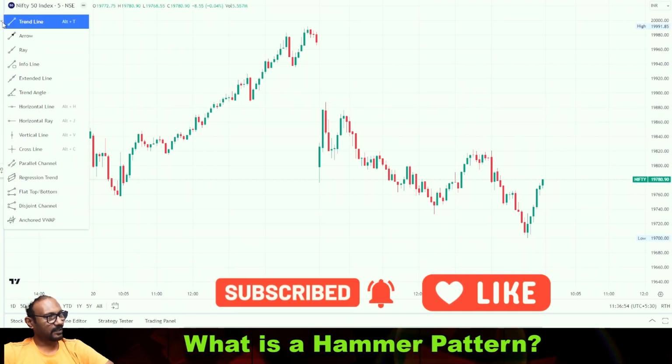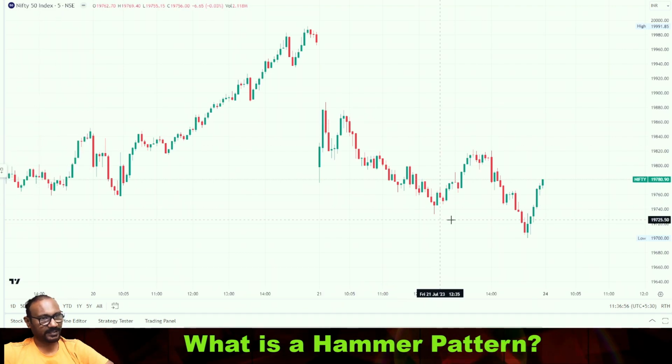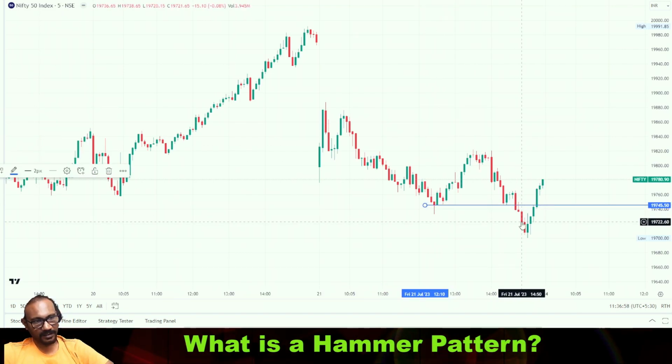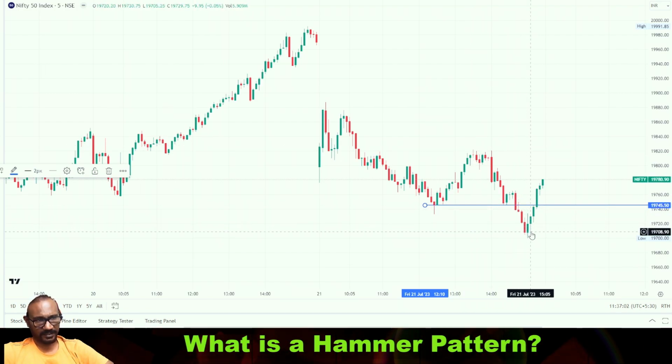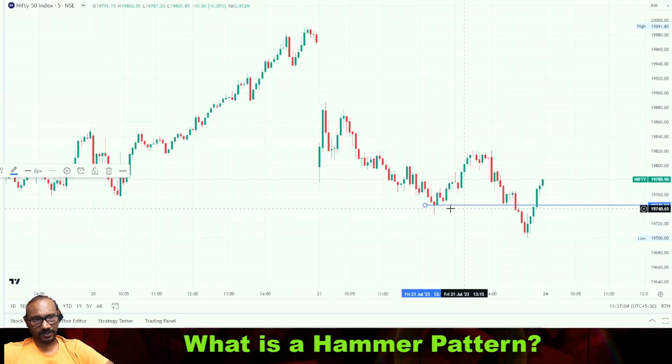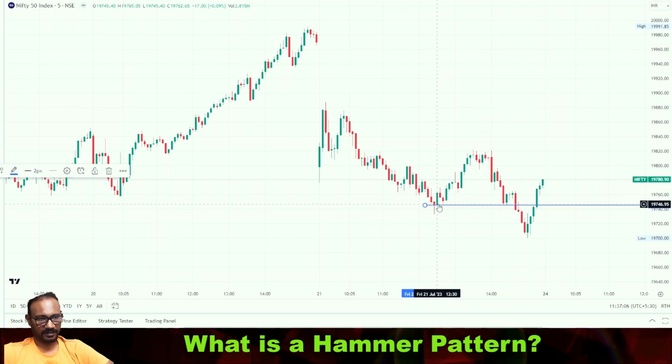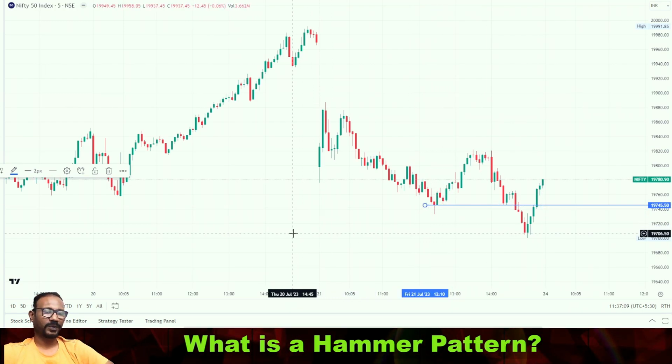And when it came down, it did not break this one, the middle one, which I considered in the last example. It did not break that. You can see that very clearly. It took support over there and then it went up, right? And as soon as it breaks this, then this hammer should not be considered any further. So these are the things to keep in mind, right?